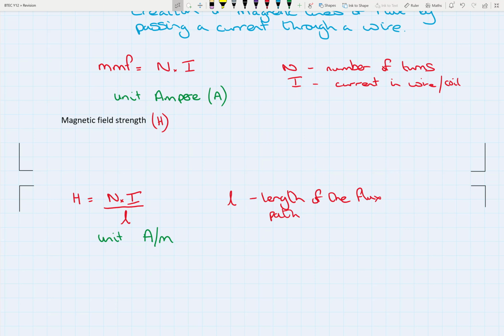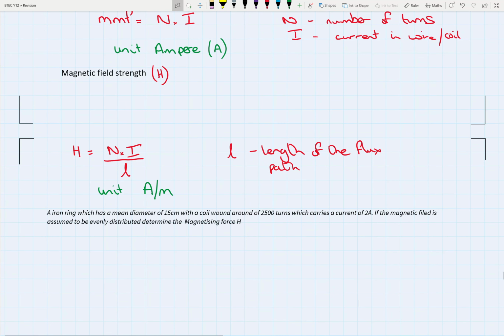Shall we have a little example? Take this example: a mean diameter 15 centimeter ring. We've got 2,500 turns of wire wrapped around it carrying 2 amps of current. We need to know what the magnetizing force is. The first thing we're going to do is work out what L is, and then we'll take it from there and put the numbers in our equation.